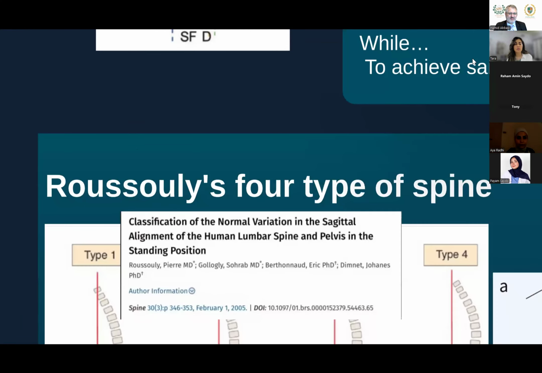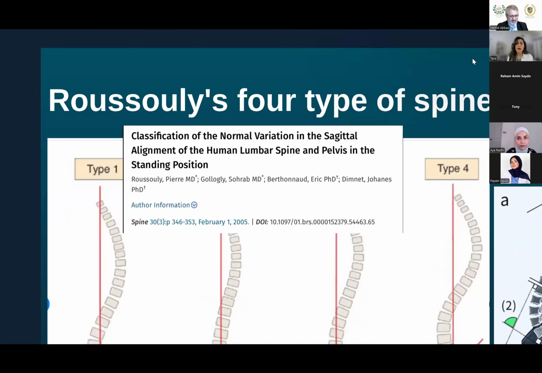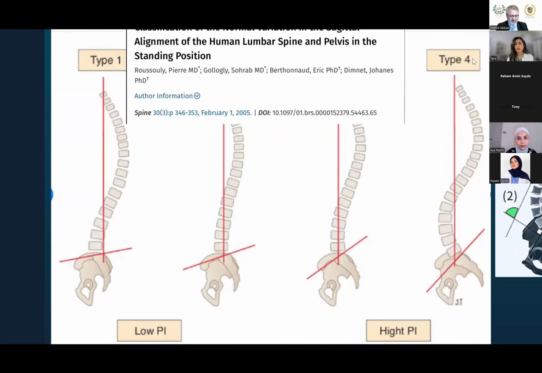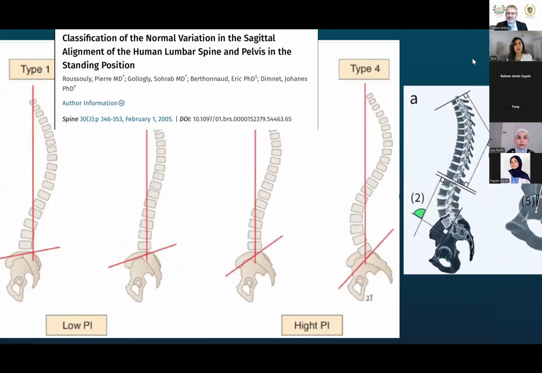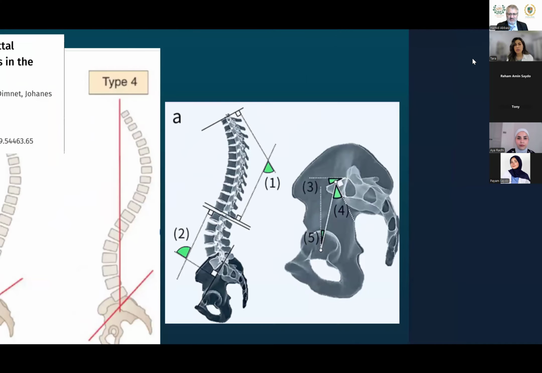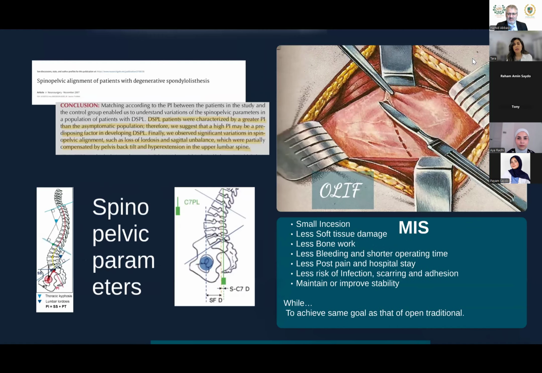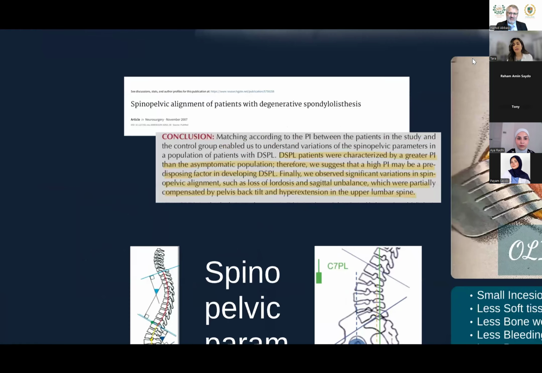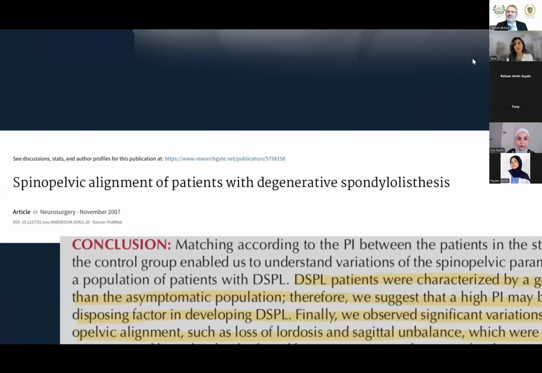Because in 2005, Pierre Roussouly made a groundbreaking study, titled classification of the normal variation in the sagittal alignment of human lumbar spine and pelvis in the standing position, and divided the population's spines into 4 subtypes depending on the sacral slope and the lumbar lordosis. Why is that important? Because after that, many studies were published differentiating between the different types of spines and the different types of pathologies that affect these patients.